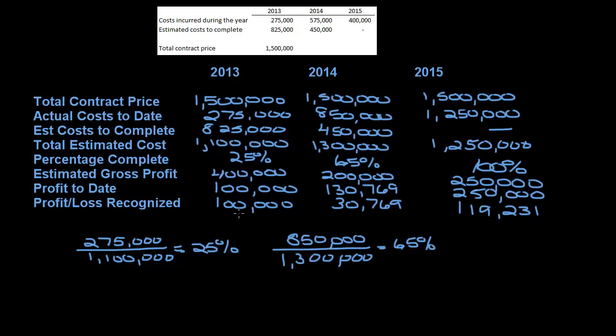So if you add up 100,000 plus 30,769 plus 119,231, that brings you up to the 250,000. So all the revenue has been recognized. It just took us 3 years to do it.